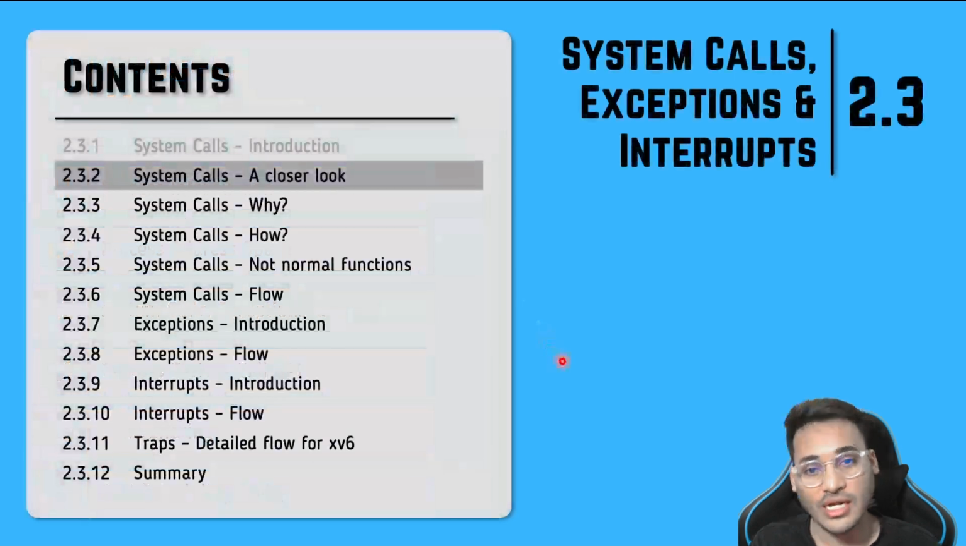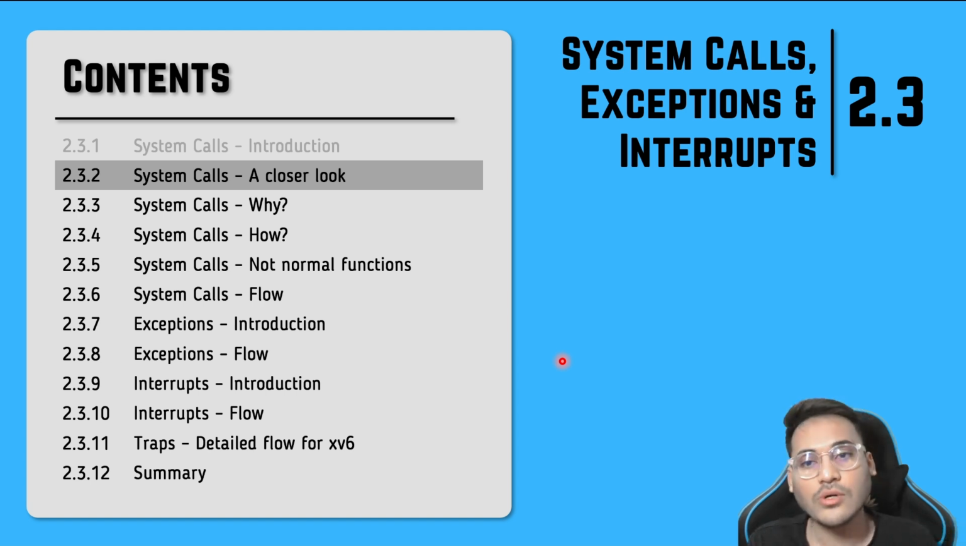So the idea behind this topic is to understand what are the different kinds of events that happen during the life of a process and how these events help both the process and the operating system to communicate with each other, right? So we'll study system calls, exceptions, and interrupts. All of these are communication methods that allow both the process and the operating system to communicate with each other, right?